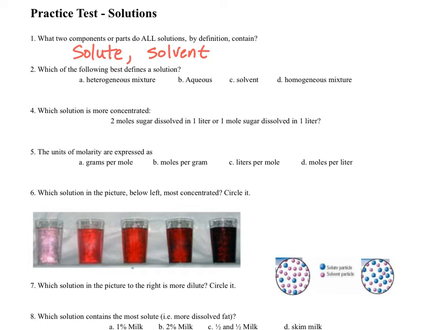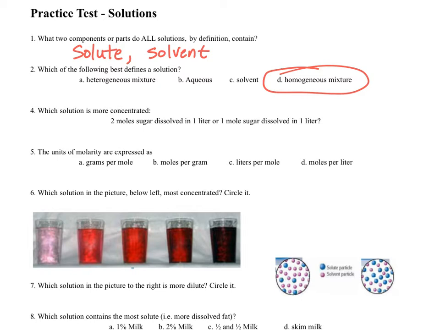Number two, which of the following best defines a solution? Well, that would be a homogeneous mixture. Now, besides color, with a homogeneous mixture, you really can't tell there's anything dissolved in the solution at all.